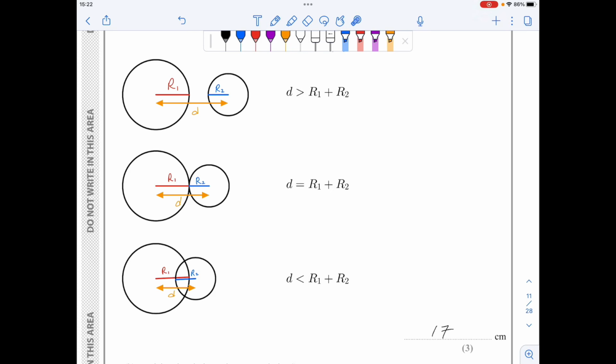In the first case, the circles do not overlap. In the second, they just touch one another. And then in the third one, they overlap. And we want to explain why the circles intersect.